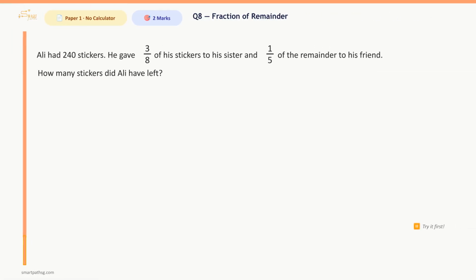Next, let's look at a fraction of a remainder question. Ali had 240 stickers. He gave 3/8 of his stickers to his sister and 1/5 of the remainder to his friend. How many stickers did Ali have left? We can visualize this with a bar model.